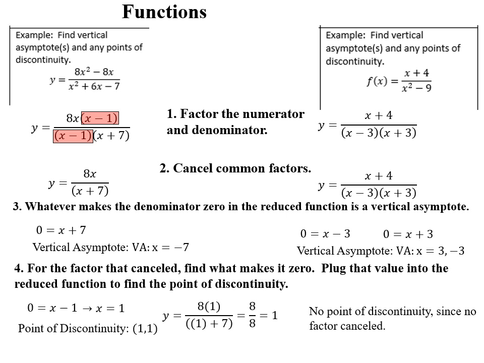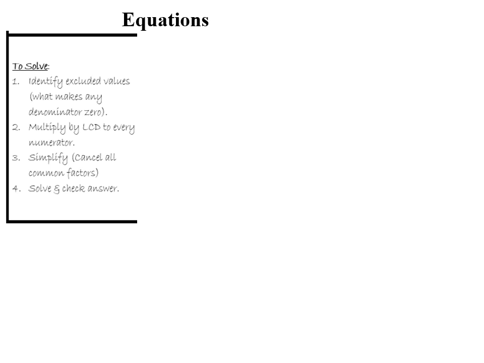Okay. Now, last one. Solving. To solve, we identify any excluded values. Those are numbers that make the denominator 0. We multiply every numerator by the least common denominator. We simplify, cancel all common factors, then we solve and check our answer. So I got a couple examples here. Here we have 5 over 24 plus 2 over 3 minus x equals 1 over 4.